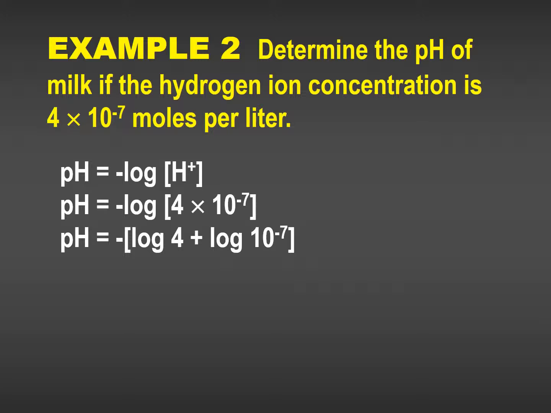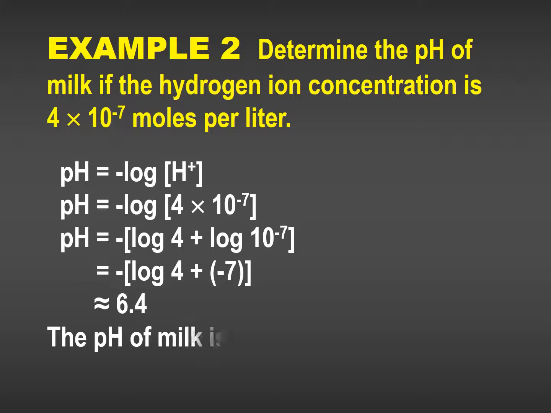And we can use our log properties. This is the multiplication property, so it becomes negative log 4 plus log 10 to the negative 7. Then log 10 becomes 1, leaving us just the negative 7. So now we have negative log 4 plus 7, which gives us approximately 6.4 on the pH scale. So the pH of milk is 6.4.